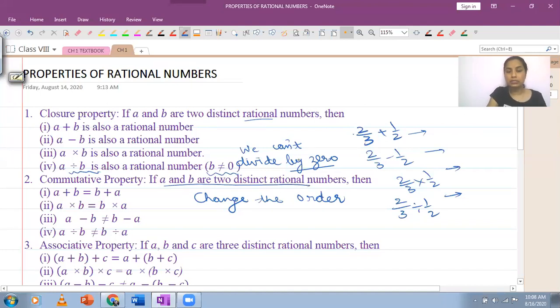हम दो rational numbers के साथ काम कर रहे हैं. Can we change the order? Can we change the order? Will it affect our answer or not? This is what commutative property is.